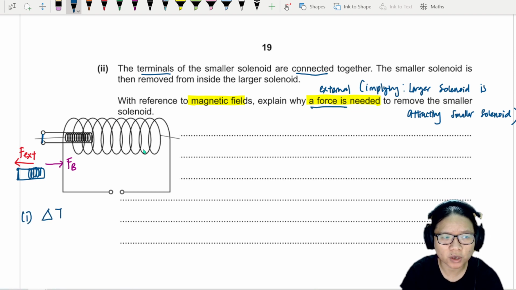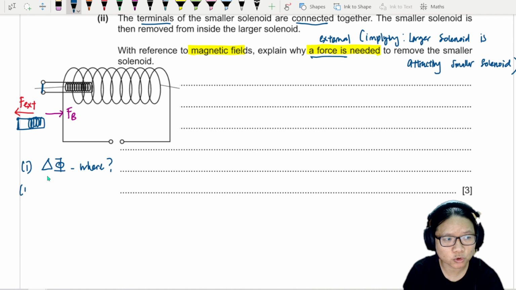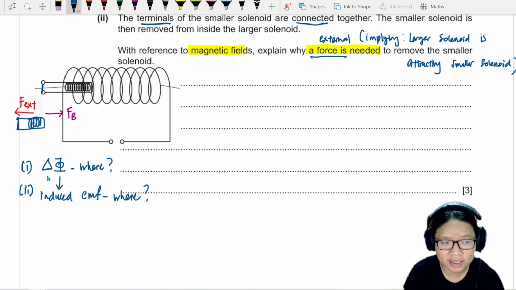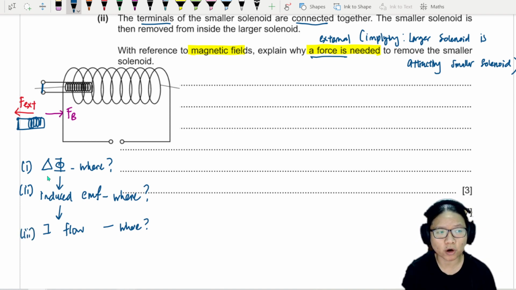Number 1, we look at the change in flux. What causes the change in flux? Identify the change in flux. Where is it? Number 2, if there is a change in flux, that means there is induced EMF. Again, we should also outline where the induced EMF is. And if there is induced EMF, there is current flowing. Again, where is the current flowing? Of course, they can all sit in the same sentence, but the idea of these 3 points should be clearly seen, whether it's 3 different sentences or 1 sentence.